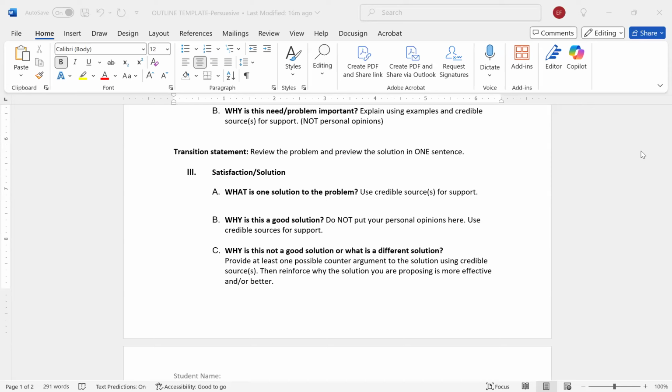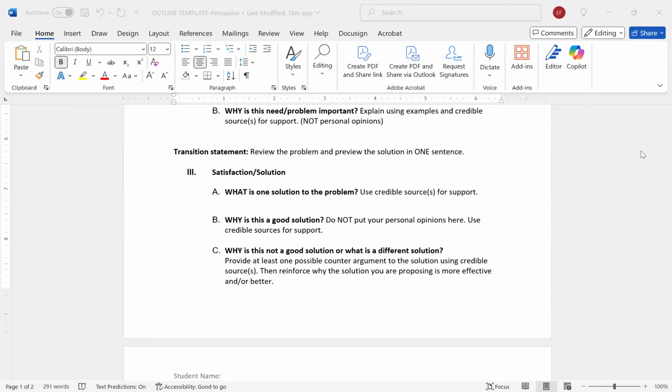You're going to explain again, why is this a good solution? This is using credible sources. Why do the experts say that this solution helps to solve the problem that has been addressed above? Again, not your personal opinions or personal experiences. It is, what do the experts say that this is a good solution? Why do they say it's a good solution?